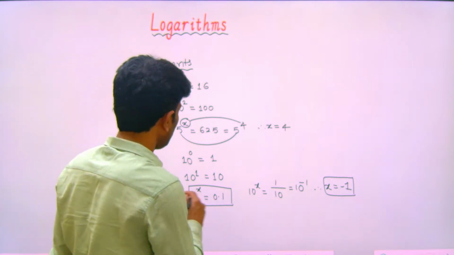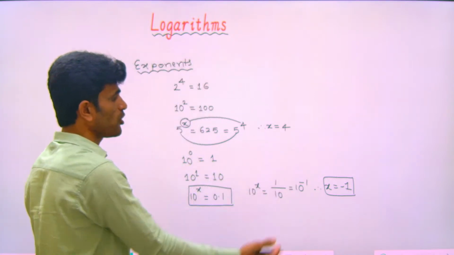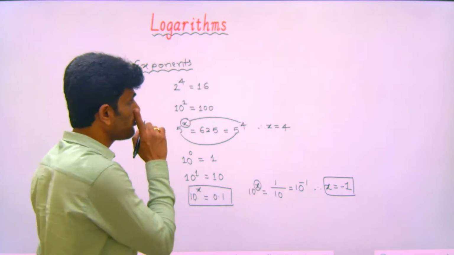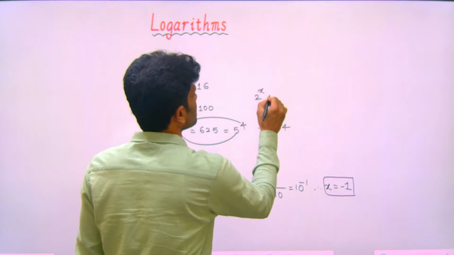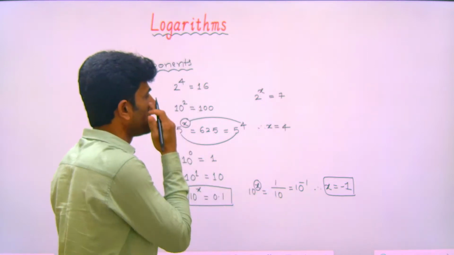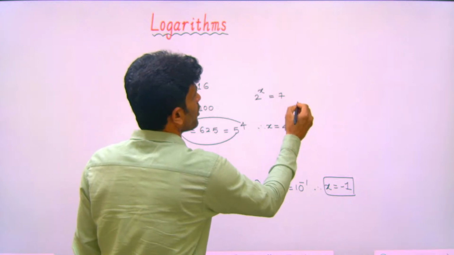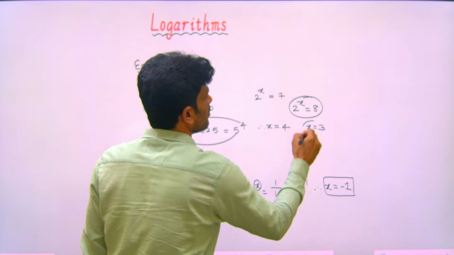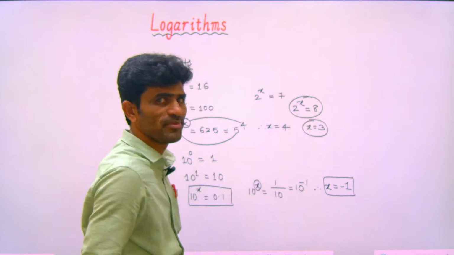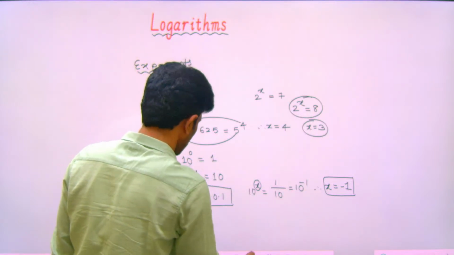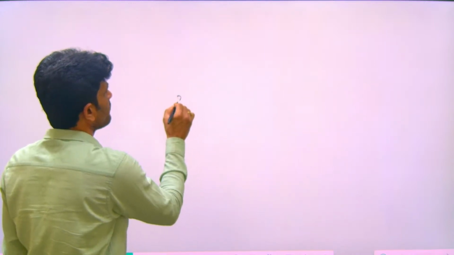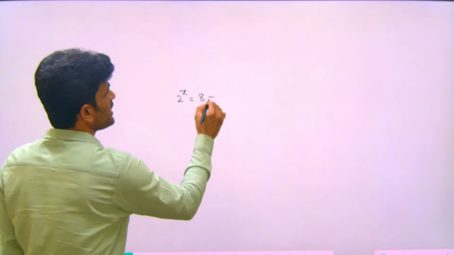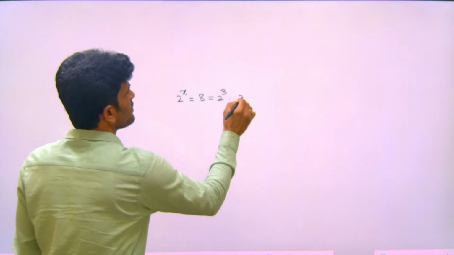Right. So these are all exponential forms, and how do we find the exponent value here? That is the concept. For example, somewhere I have 2 to the power of x is equal to 8. Then easily you say that 8 can be expressed as 2 to the power of 3, therefore x is equal to 3.